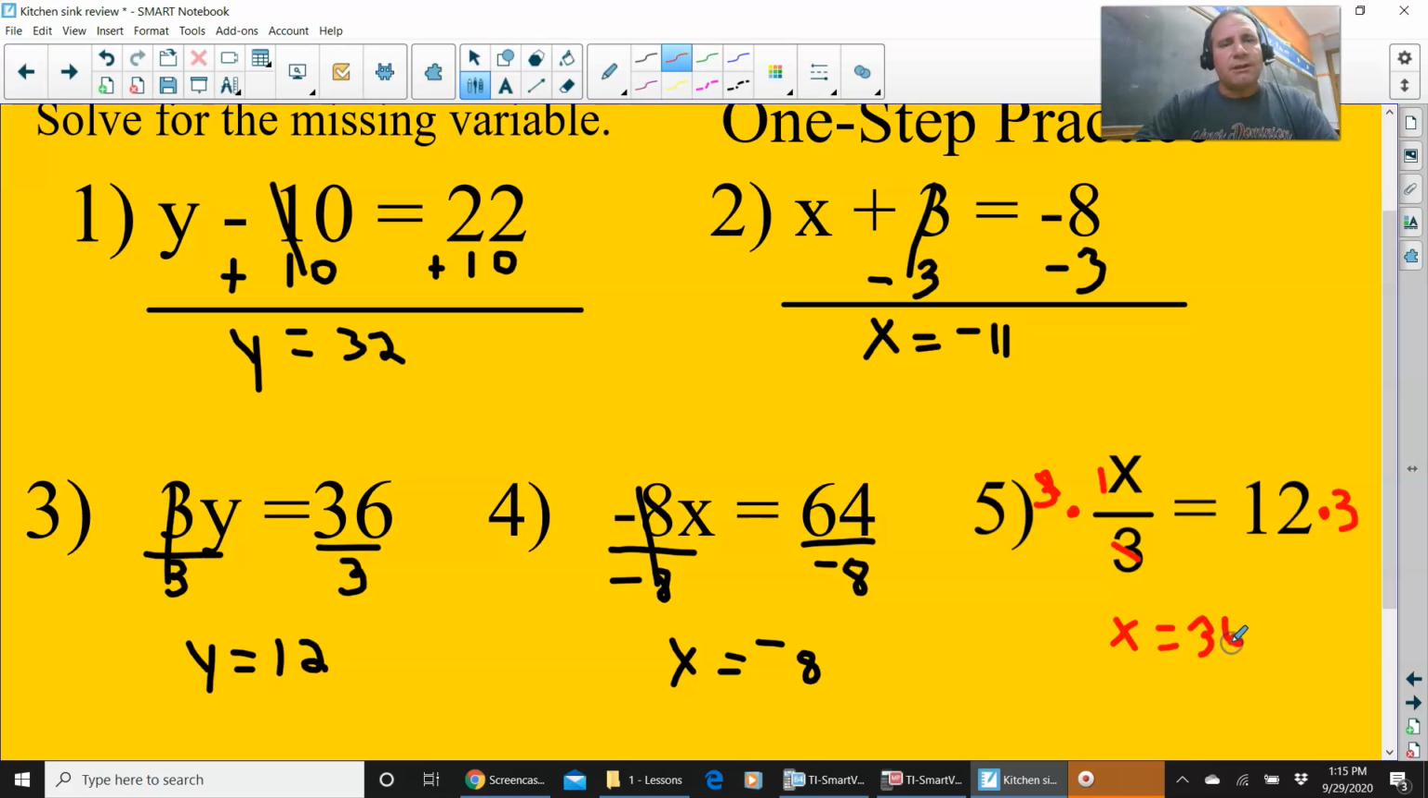All right, so just remember, whenever you have a fraction, to get rid of that fraction, you multiply it by the reciprocal, and the fraction will go away. The x, the variable, will be alone, and that is the name of the game right there.